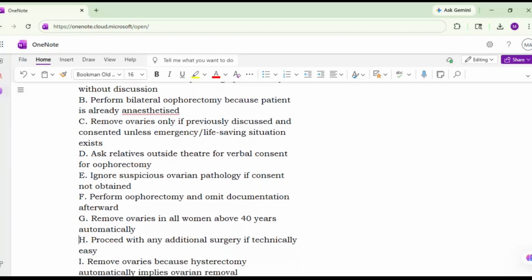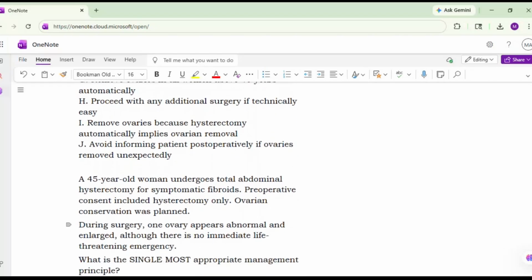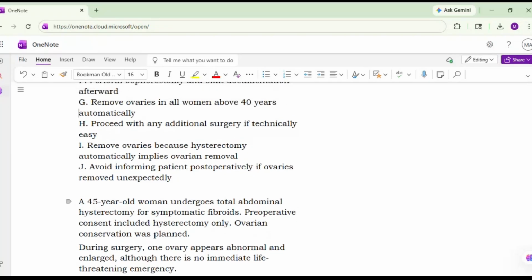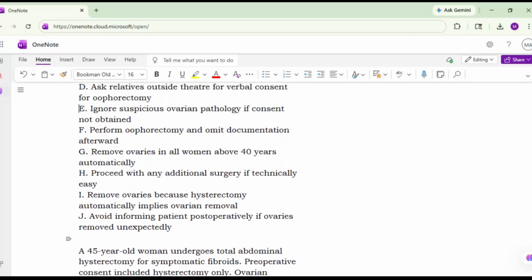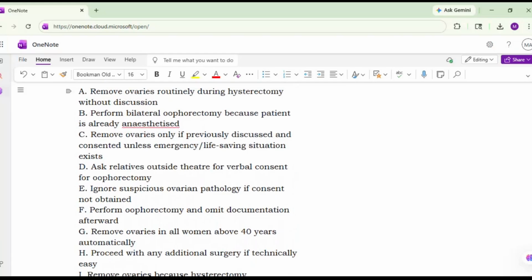What does the scenario say? The scenario says there are only symptomatic fibroids and pre-operative consent for hysterectomy only was taken. Ovarian conservation was planned. One ovary is abnormal and enlarged, but there is no immediate life-threatening situation. So I think we should go ahead with the hysterectomy only. So, do as consented.